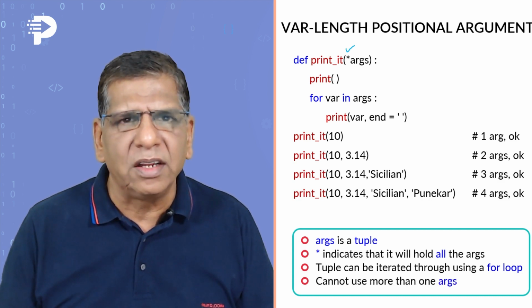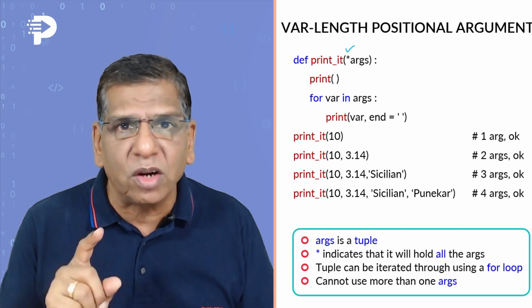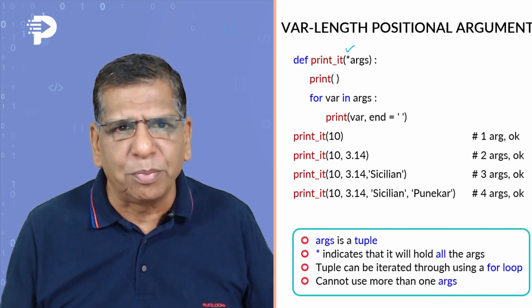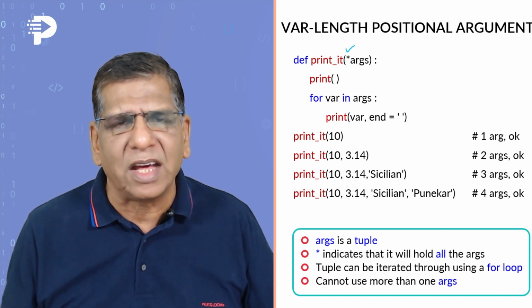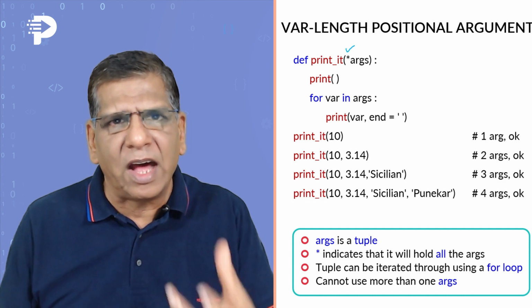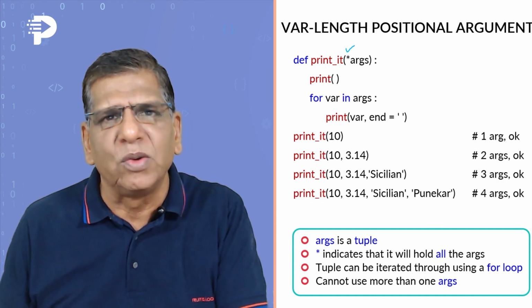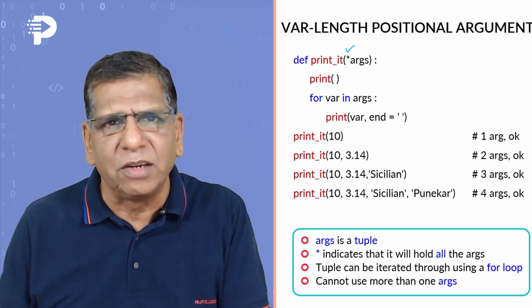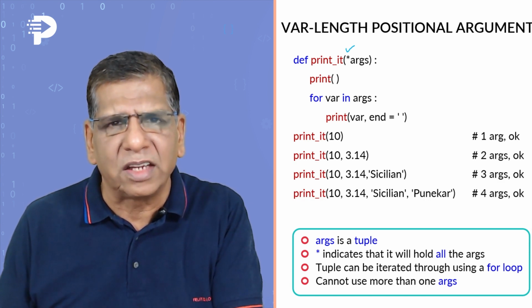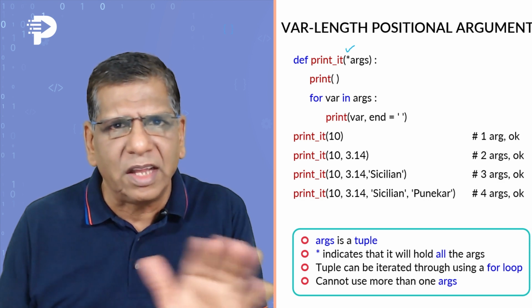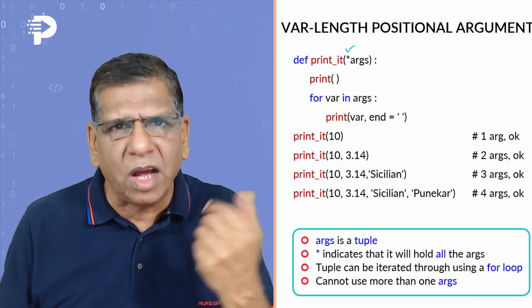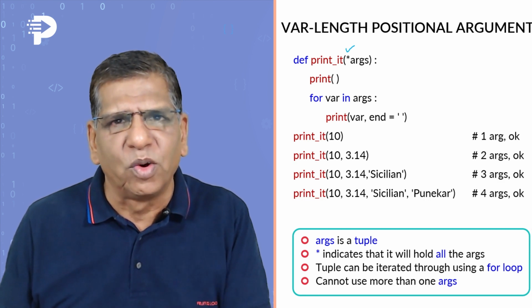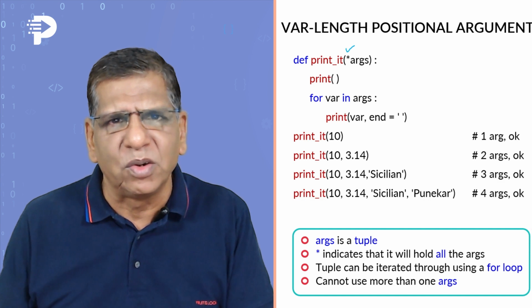Lastly and importantly, you have to realize that you cannot make use of 2 args. Don't say def printIt(*args1, *args2), saying that args1 will collect 3 values, args2 will collect 2 values. If you pass 5 parameters, first 3 will go to args1, next 2 will go to args2. That will not happen. Because how will it be able to decide that the distribution should be 3-2 or 4-1 or 1-4 or 5-0? It will not know.